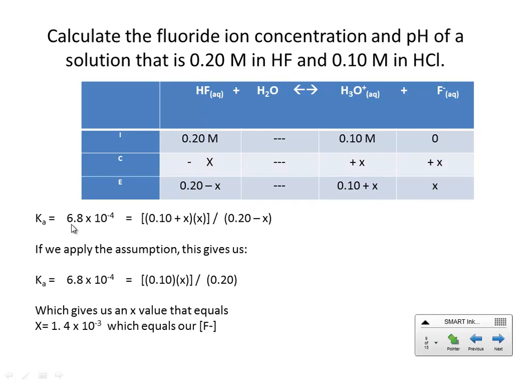We can apply the assumption to this problem, and that's going to give us an X value of 1.4 times 10 to the minus 3. But the catch here is, because of the way the problem was set up, remember X right here is our X over here. So X equals our F minus concentration. So you have to be careful. You can't just take that and take the negative log of that to get our pH. We also have to put X into here to get our H plus concentration at equilibrium, and that's going to give us a pH of 1. Okay, so make sure you take the X, put it into this little equation right here, and that's going to give us our pH of 1.